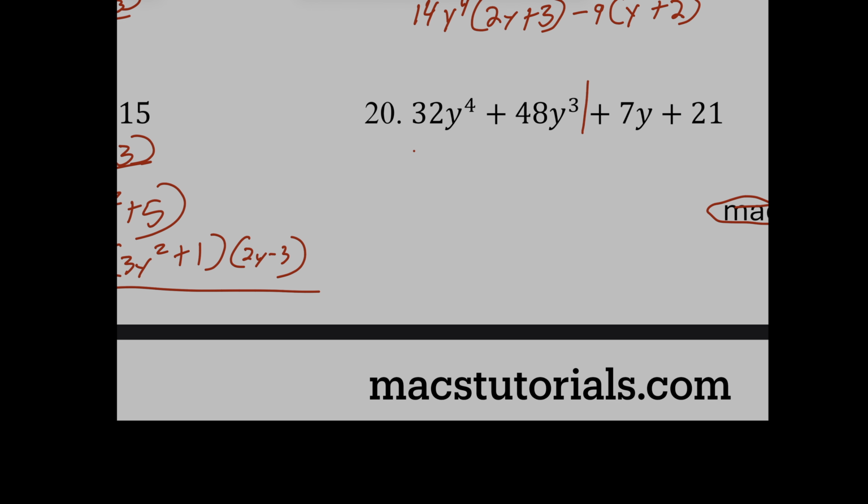And the last one, I apologize for that. 16 will go into these. So if I pull out a 16y cubed, I'll be left here with a 2y plus 3. Here I can pull out a positive 7, and I'm left with just a y plus 3. And again, they're not the same, so that right there is my answer. I cannot move on. Again, probably another bad question. I'll make a mark, and maybe in a future video, I'll fix that.